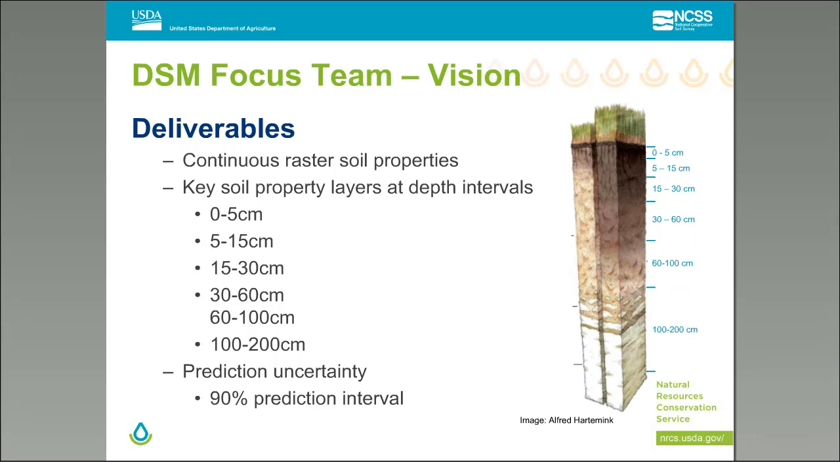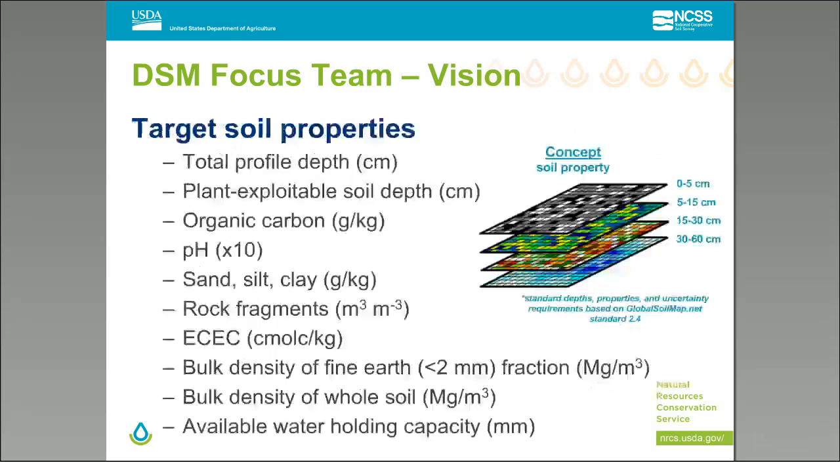That's part of the structure of this proposed deliverable: a raster data set of key soil properties at 6 depth increments that includes not just the property value, but a prediction interval. In some ways, this is similar to the way we structure some of our data in STATSGO and SSURGO, with the representative value and a high and low value.